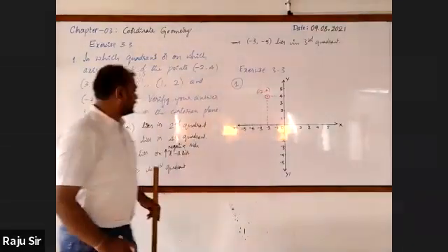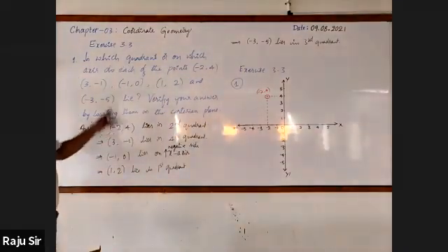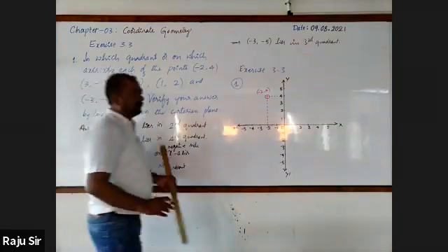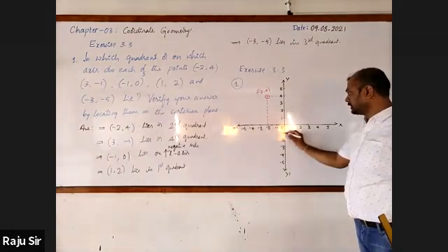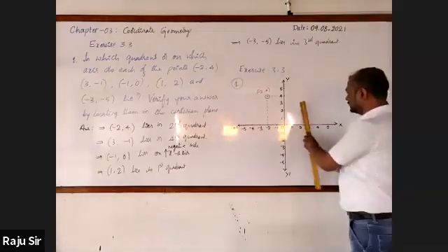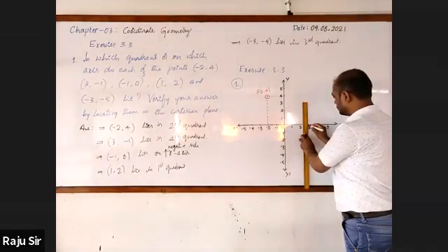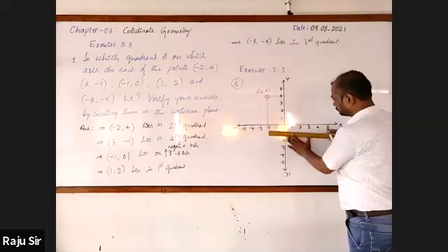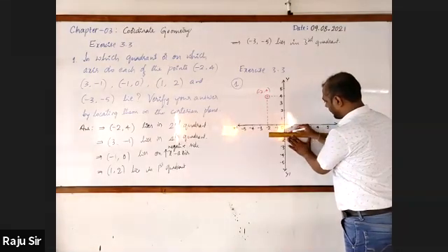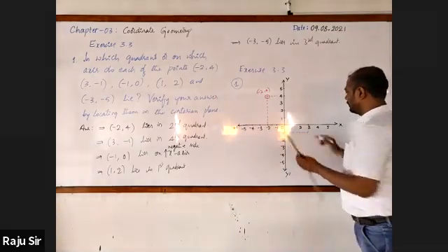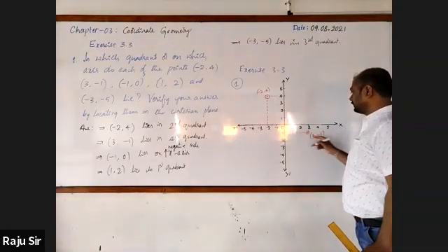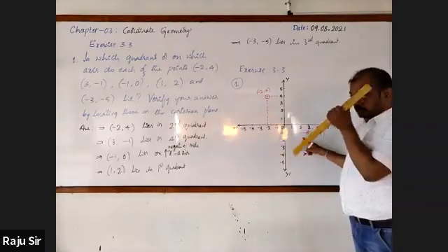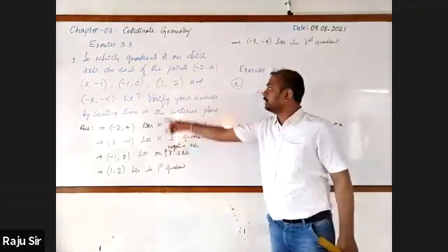Next, (3, -1). X is +3, Y is -1. Both will intersect at this point. It is (3, -1), in the fourth quadrant. Yes, correct.